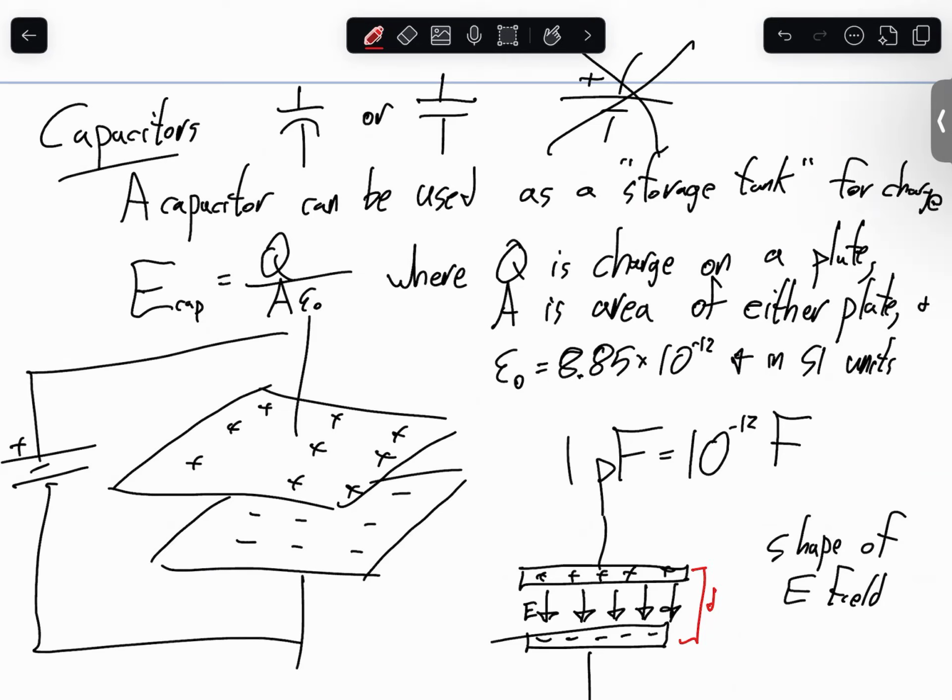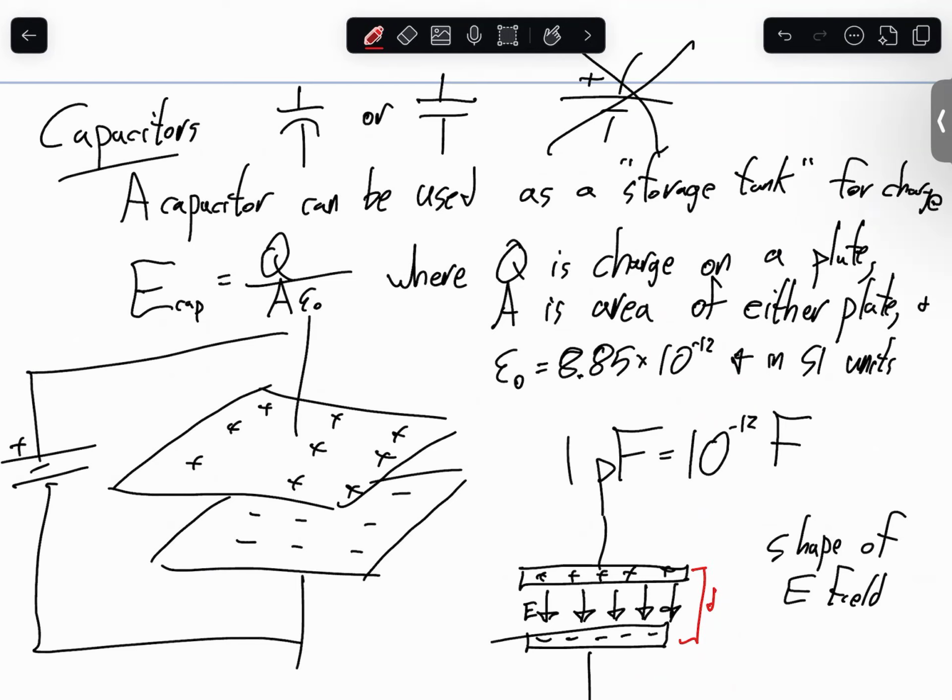A capacitor has a billion uses, but one of them, what we could say in general, is that a capacitor can be used as a storage tank for charge, like a balloon. We fill it up with charge, we blow up the balloon, and the more charge we put in it, the harder it is to inflate more. It's got some charge in it, and we can use that charge to do stuff.